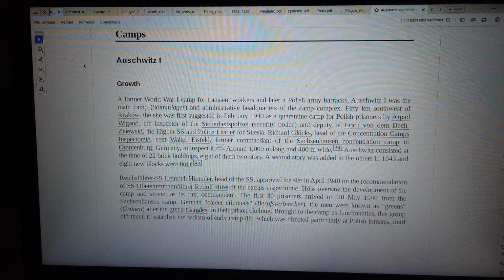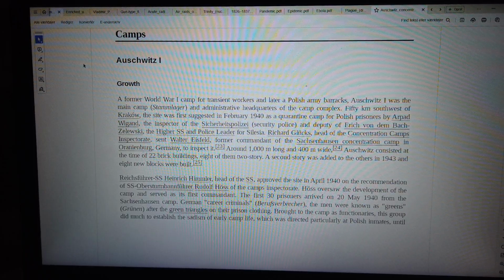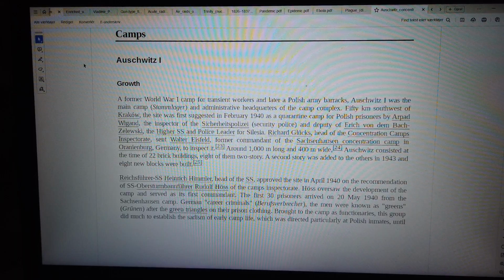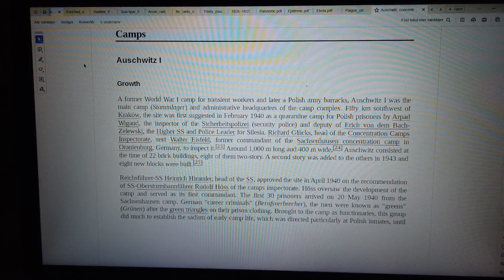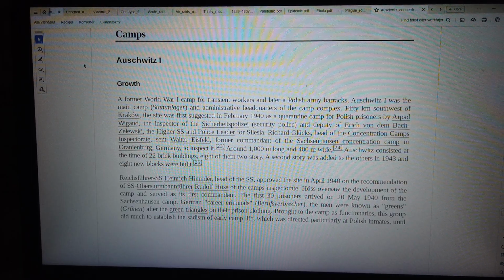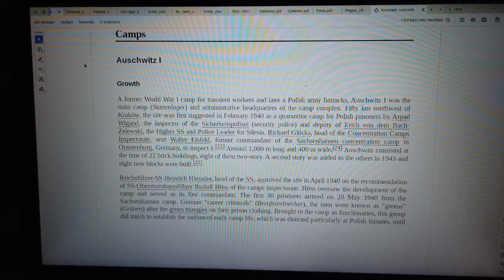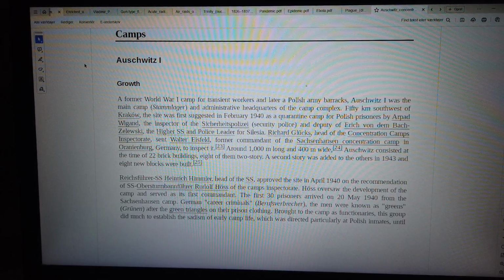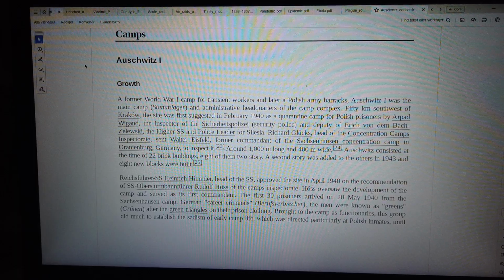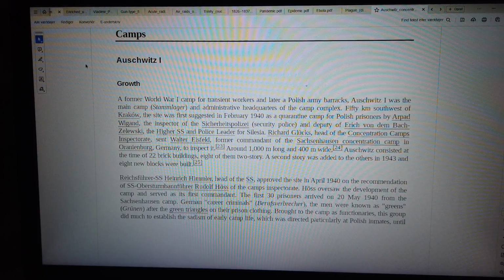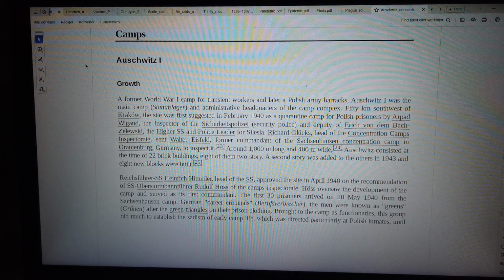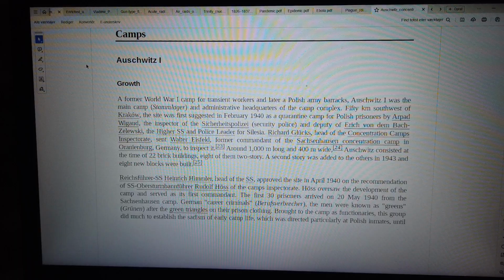Reichsführer SS Heinrich Himmler, head of the SS, approved the site in April 1940 on the recommendation of SS Obersturmbannführer Rudolf Höss of the camp's inspectorate. Höss oversaw the development of the camp and served as its first commandant. The first 30 prisoners arrived on the 20th of May 1940 from the Sachsenhausen camp. German career criminals, Berufsverbrecher. The men were known as Greens, Grünen, after the green triangles on their prison clothing. Brought to the camp as functionaries.